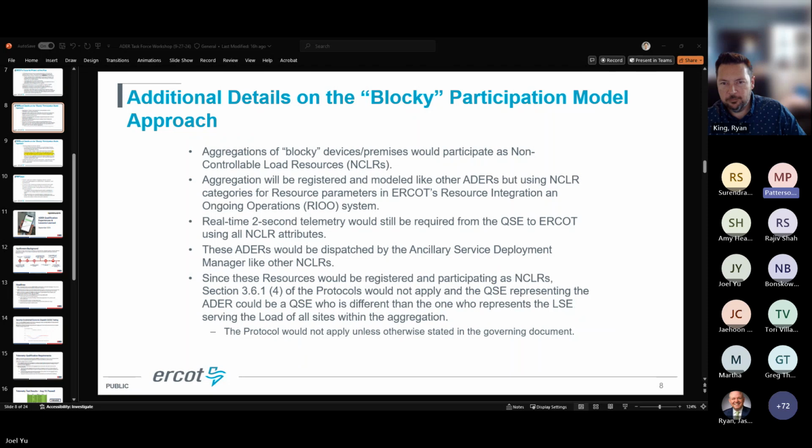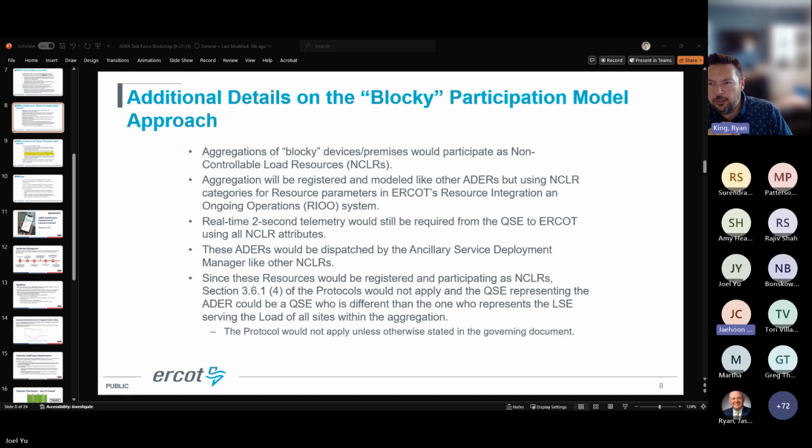No, what you said, I agree with Ryan. I didn't catch the entire question, so maybe if that could be restated. Okay, so my question was, can a single QSE represent multiple LSEs as long as the ADER served by those LSEs only provide ancillary services? Yeah, that's how I would understand that. Yes.